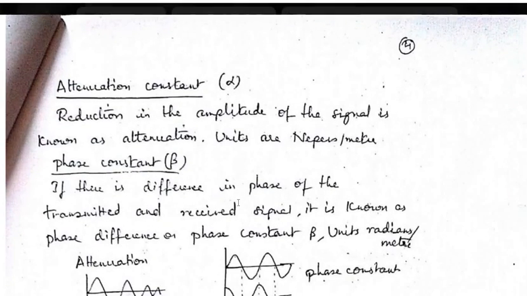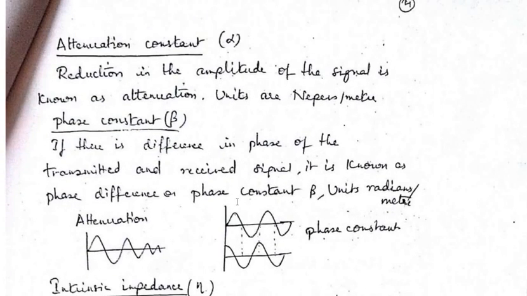We will see what this attenuation constant is. What is meant by the attenuation constant? Attenuation means whenever the distance is longer, the amplitude of any signal reduces. So the reduction in the amplitude of the signal we call attenuation, and it is expressed in nepers per meter. Then we have beta, the phase constant. If there is any phase change between the transmitted and the received signal, we call it the phase difference or the phase constant beta, and its units are radians per meter.